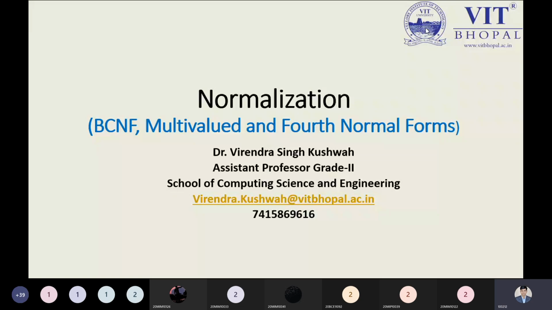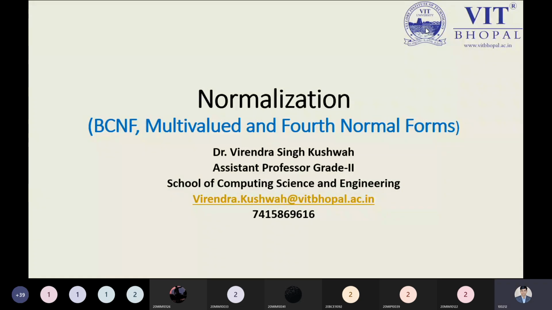So in the normalization, you will be able to see in the first slide, we have BCNF, that is Boyce-Codd Normal Form, multi-valued normal form, and next we have the fourth normal form. As per the syllabus, we are following only those normal forms which are required to understand. So fifth normal form and PJNF are not a part of the syllabus, so we will not touch that part. But if time permits, then we will see that normal form, of course.